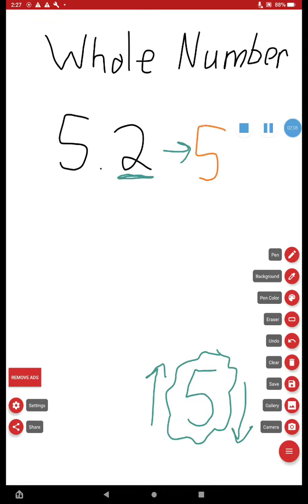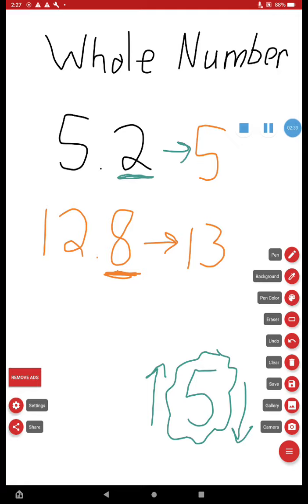All right, now let's try that again. If I have 12.8, should I round up to 13 or down to 12? Well, let's look at this 8. According to the rule of the magic 5, is that higher than 5 or lower? Well, of course, it's higher. So I round up. 12 becomes 13 wholes.